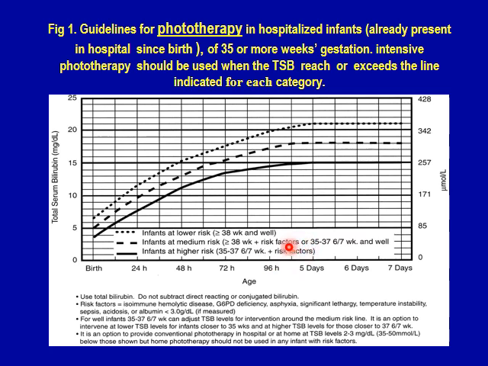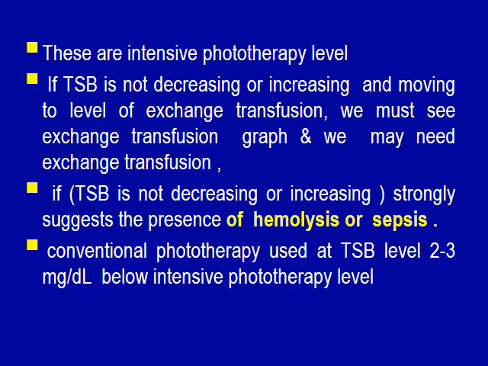So regarding the management, we choose the patient where we put her in the graph. We see the total serum bilirubin and the age of the patient, with the gestational age of the patient and the general condition of the patient, if he is well or has an associated risk factor, and we put it in the graph. And these graphs are for the point for intensive phototherapy. These are intensive phototherapy levels.